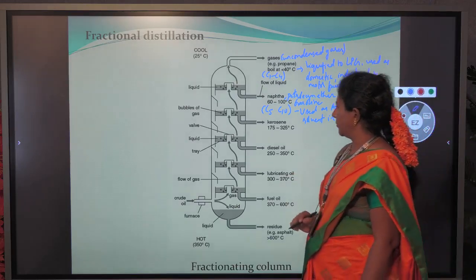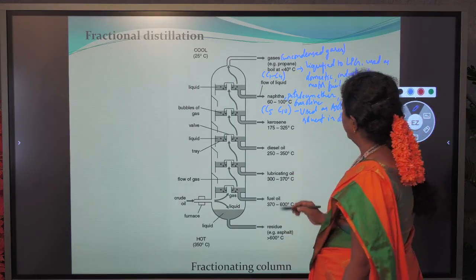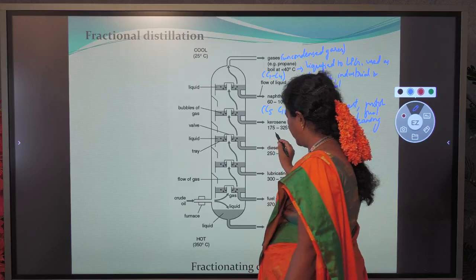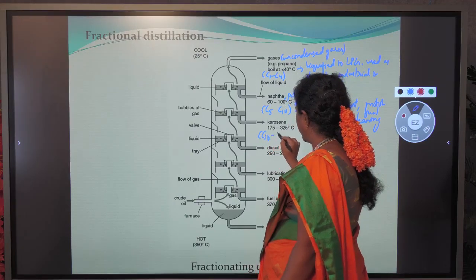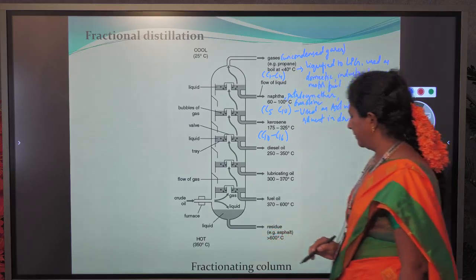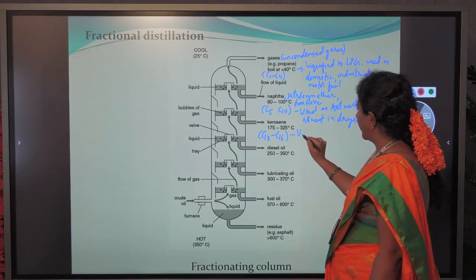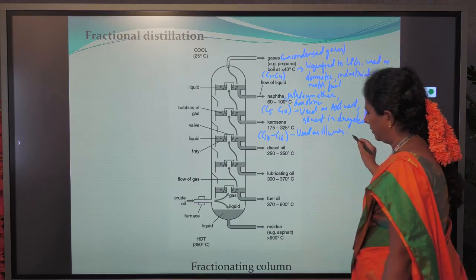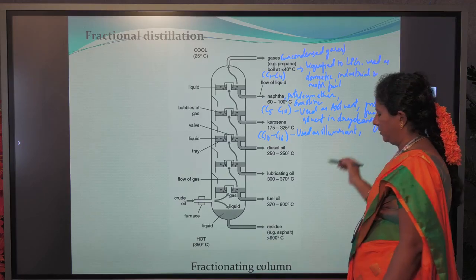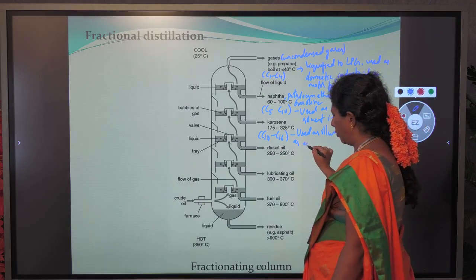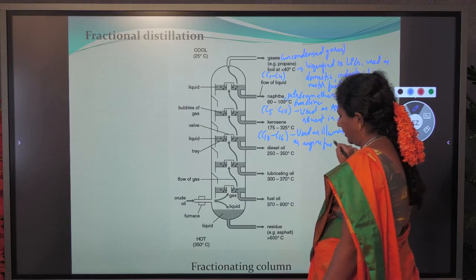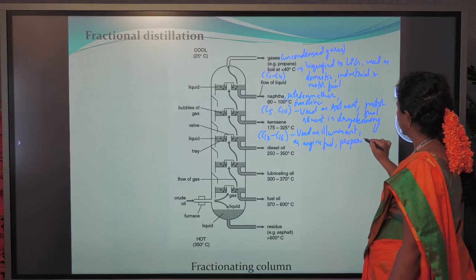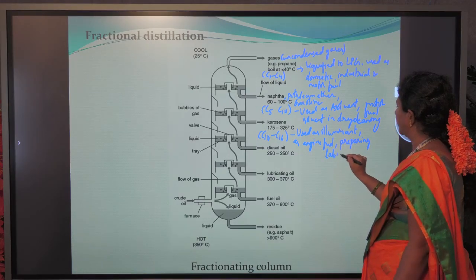Coming to the next fraction, kerosene, which is collected at temperature of 175 to 325 degrees centigrade. So these will contain hydrocarbons from C10 to C16. Kerosene can be used as illuminant, as engine oil, that means engine fuel, and also used for preparing laboratory gas.